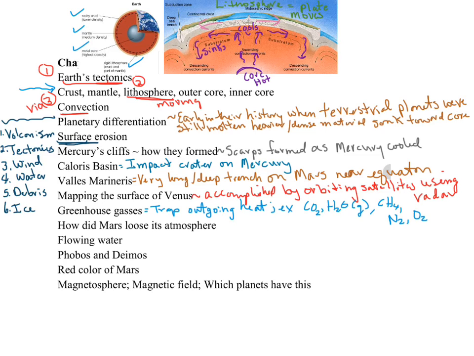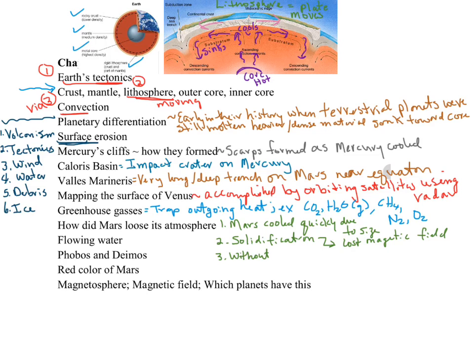So how did Mars lose its atmosphere? What I did was kind of here on the review sheet, broke it up into 3 steps. First, Mars cooled quickly because it's smaller than the Earth. And as it cooled or solidified internally, it lost its magnetic field. And the loss of this magnetic field then allowed it to be susceptible to the sun's solar wind. So the solar wind basically took Martian atmosphere and headed it down the road.